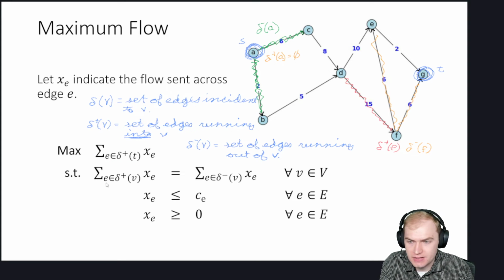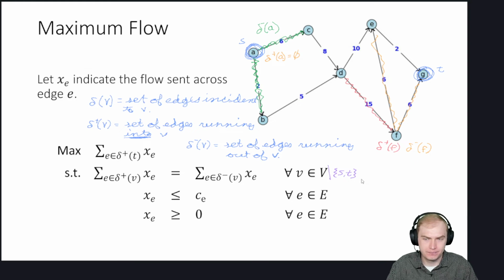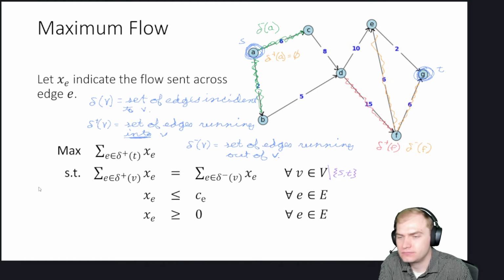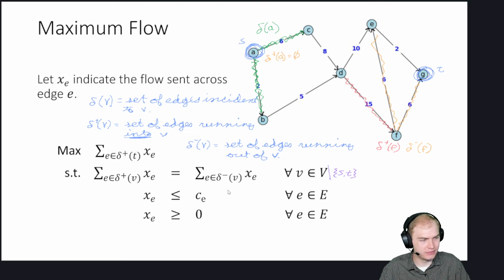Our constraint says for any vertex, actually this should be excluding S and T, or A and G in our case. For any vertex except the source and the terminal, the flow into that vertex should equal the flow out of that vertex. It's called flow balance constraint, and it just means that we don't have flow getting lost in vertices.